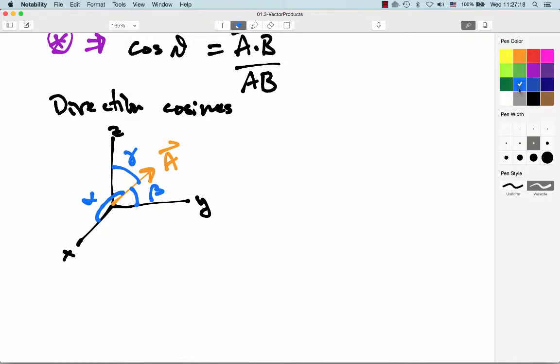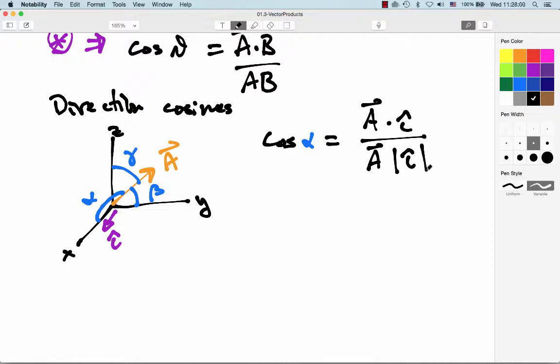So let's think a little more closely about what the cosine of alpha would have to be. Well, if we think back to our unit vectors, we know that the i hat unit vector points along the plus x direction. So I can get the direction cosine by dotting A with the unit vector and dividing by the magnitude of A times the magnitude of the unit vector. So let's see how that works. So this would be the cosine of alpha, which equals A dotted with i hat over A times the magnitude of i hat.